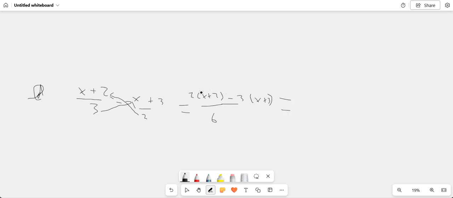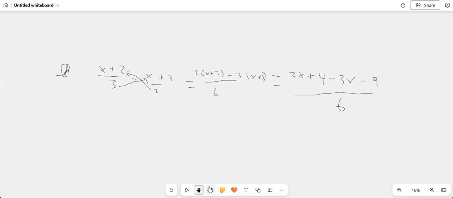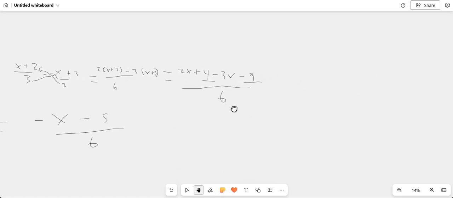Now obviously we need to times that inside. So that's 2x plus 4. And then negative 3 times x is negative 3x. And negative 3 times 3 is negative 9. And all of that's over 6, yeah? Cool. So now, 2x minus 3x is minus x. And then 4 minus 9 is minus 5, yeah? So minus x minus 5 over 6, yeah? So that's the final answer there.